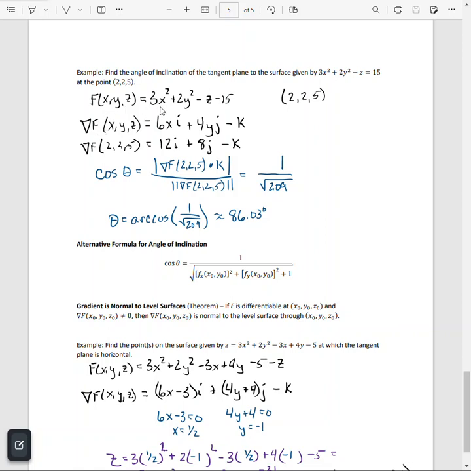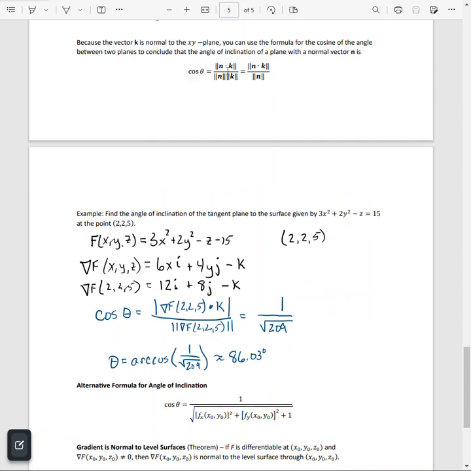So I'm going to take the partial derivative with respect to x, 6x, times i. Partial derivative with respect to y, that's 4y, times j. And the derivative with respect to z is minus 1, times k. Constants don't matter in gradients. If we evaluate our gradient at x equals 2, y equals 2, and z equals 5, we'll have 6 times 2 is 12, 4 times 2 is 8, negative 1 still doesn't care what z does.